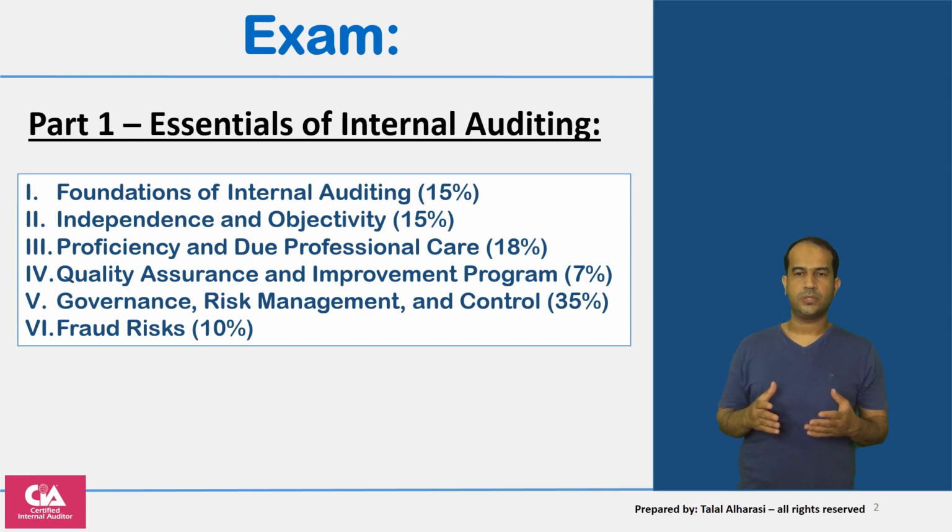The largest domain, which is governance, risk management and control, that makes up 35% of the exam questions, will be covered in units 3, 4 and 6. Fraud risk, which forms 10% of the exam, we will be covering in chapters 5 and 6.